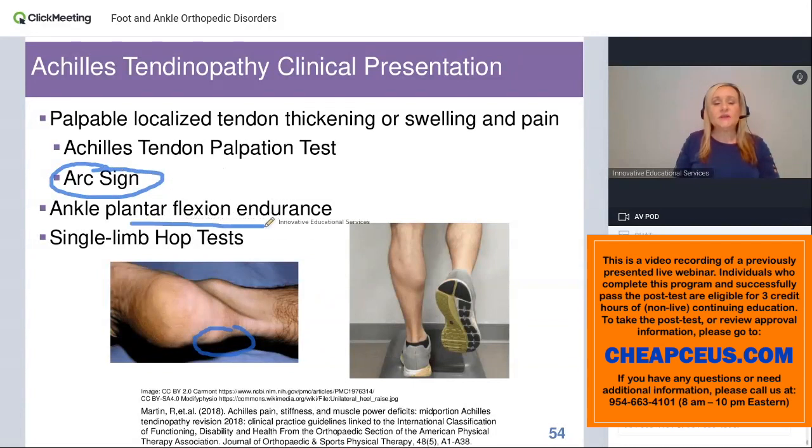Looking at endurance of our ankle plantar flexors, we would be doing this on a level surface. I just like the picture otherwise. The idea is we're going to have the individual do their heel raises. We're going to count how many they're able to perform to look at the endurance of that muscle group, comparing it to the other side. Some resources say that around 28 is normal to be able to perform. Other resources say somewhere between 22 and 24. Others say compare it to the other side. Either way, we do want to look at the endurance of that muscle group compared to the other side.